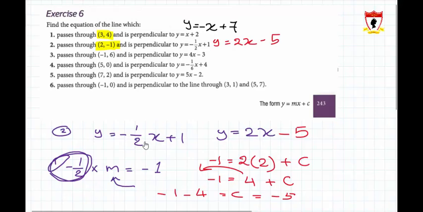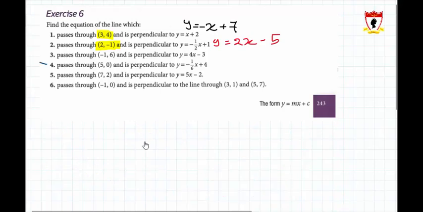Question 3 is your task. It has the exact same idea. Now question 4. Y equals negative 1 over 6x plus 4. Now the gradient of this equation is negative 1 over 6. Then negative 1 over 6 times m, which is the gradient of the other line we want to find, must be equal to negative 1 because the question says they are perpendicular.